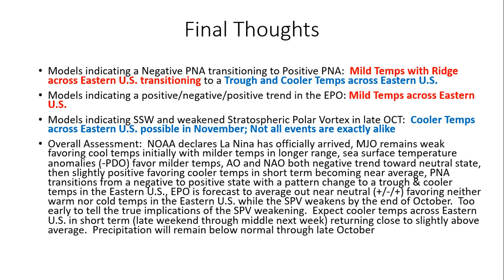Additionally, the models show a sudden stratospheric warming and a weakened stratospheric polar vortex in later October, the last part of October. And that would give us cooler temperatures across the eastern U.S. possibly in November. Now I say the word possibly because with any weakening of a stratospheric polar vortex, there's a couple major pieces we need to talk about.